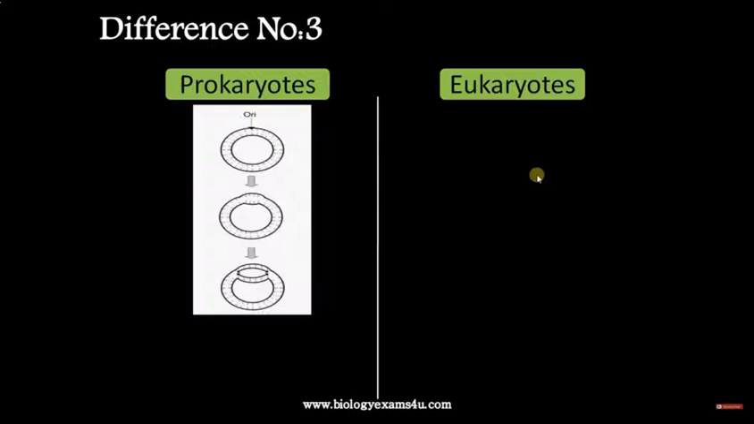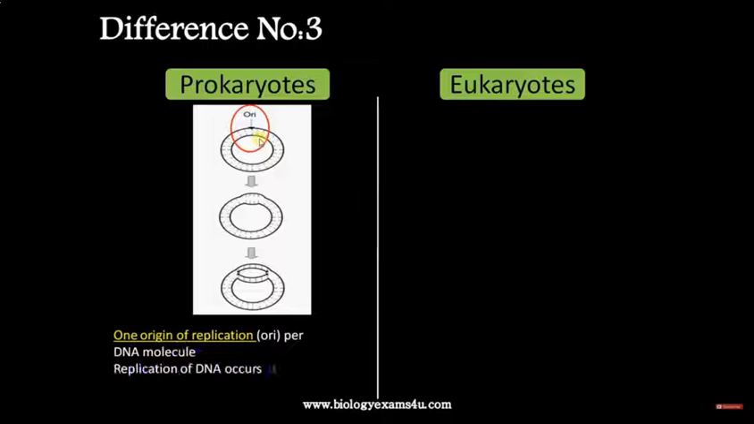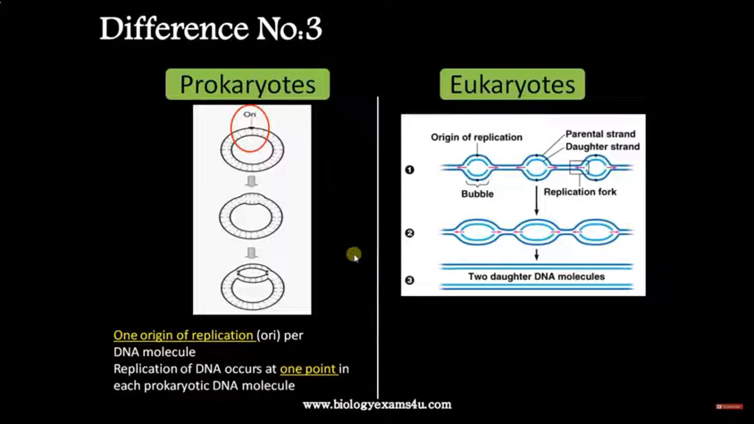Difference number 3 is regarding the ORI. ORI is the origin of replication, or a specific sequence that is required to initiate DNA replication. In the case of prokaryotes, there is a single ORI per DNA molecule. In the case of eukaryotes, the genome is single circular DNA molecule, and it is very comparatively less amount of DNA compared to eukaryotic system, and replication of DNA occurs at a single point in prokaryotic DNA molecule. Whereas in the case of eukaryotes, the genome is very vast, 50 or more times larger than that of the prokaryotic system, so that there are number of ORIs.